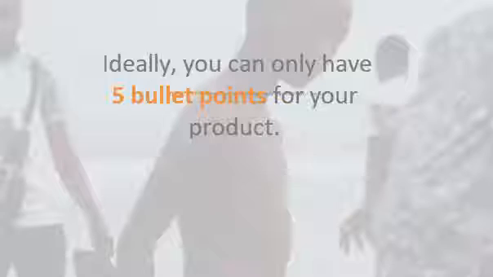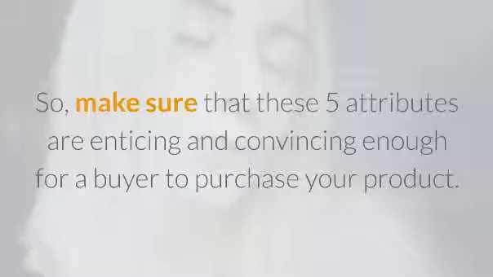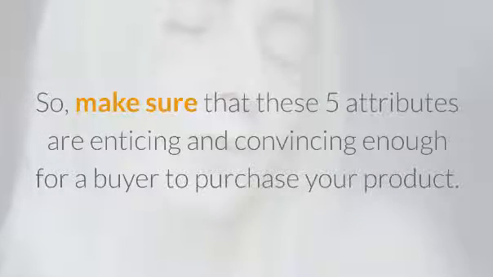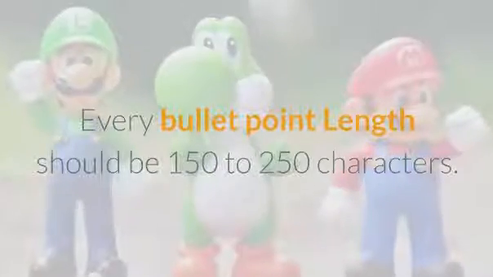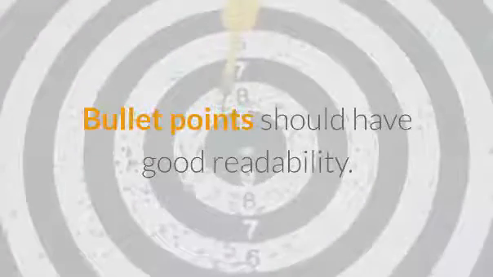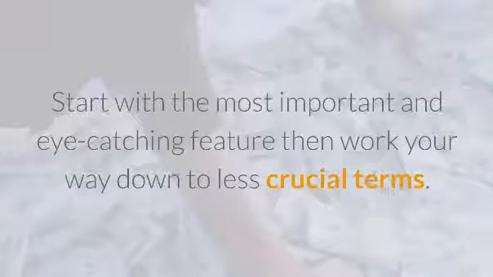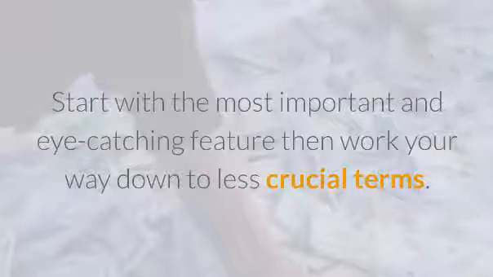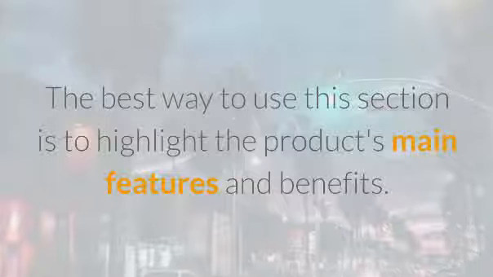Ideally, you can only have 5 bullet points for your product. So, make sure that these 5 attributes are enticing and convincing enough for a buyer to purchase your product. Every bullet point should be 150 to 250 characters long and have good readability. Start with the most important and eye-catching feature, then work your way down to less crucial terms. The best way to use this section is to highlight the product's main features and benefits.